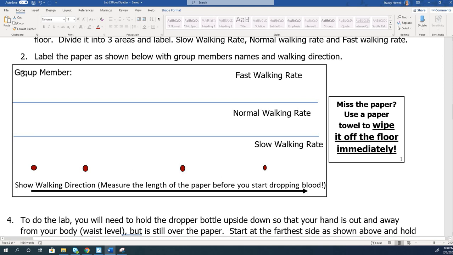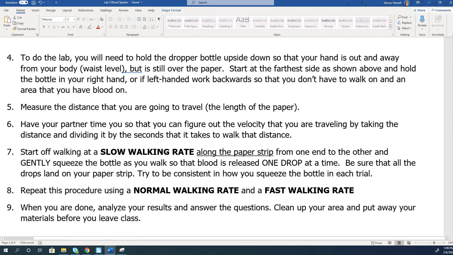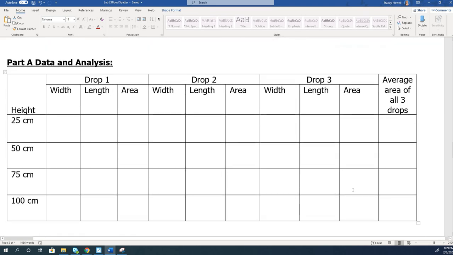Then you're going to have one of your partners time you as you walk, and you're going to try and drop the same amount each time. You're going to have a pipette that you're pushing blood out of at the same speed as you go, to see what happens to those drops. You're going to write the time in each of these places after you do it. All right. Then I've got your blood analysis.